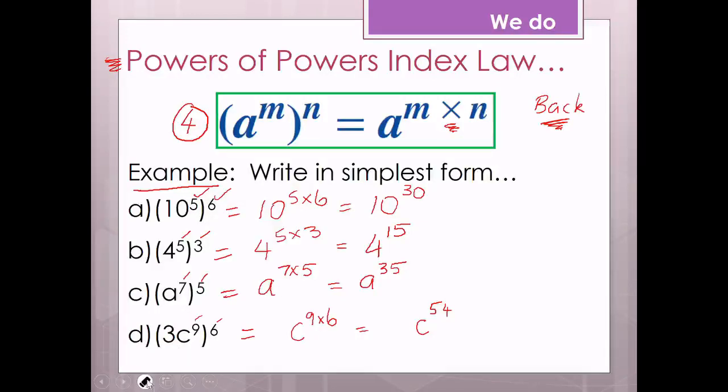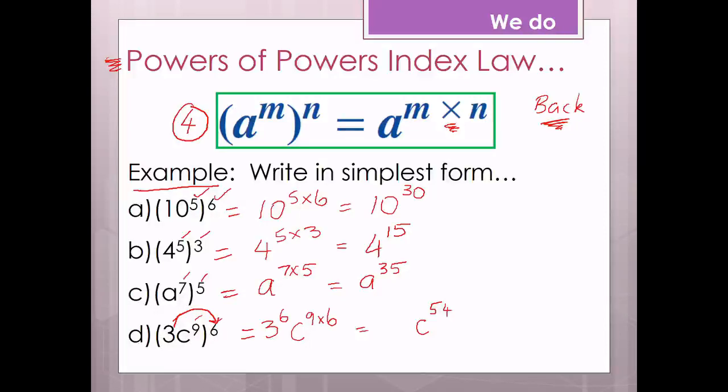Well, I'm going to show you tomorrow that there is a little complication with this one. And that is that we also need to raise the 3 to the power of 6. Okay? So that 3 also gets raised to the power of 6. So out the front we actually have 3 to the power of 6. Now, you can leave it as 3 to the power of 6 times c to the power of 54, but that kind of looks a bit silly.